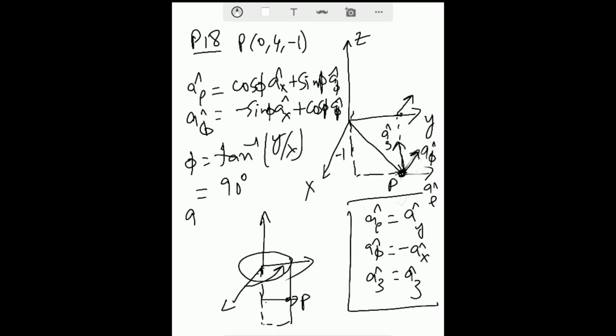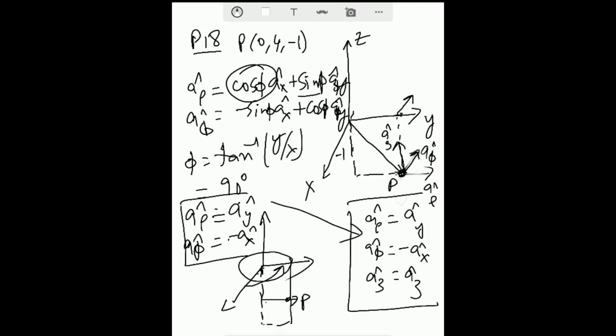Now A rho, if we put 90 here in the cosine, A rho will be equal to 0 AX plus AY. So A rho will be equal to AY, and in the second relation A phi is equal to minus sine 90 AX, which is minus AX, and this is exactly what we found in the beginning.